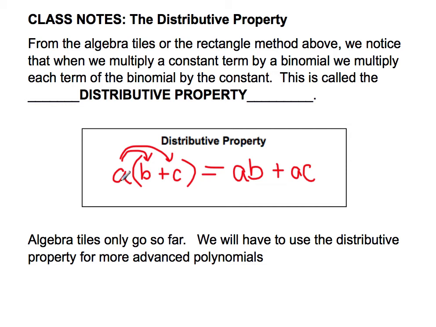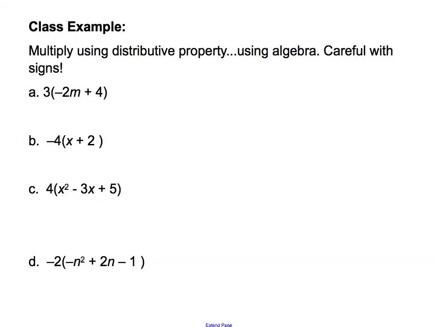So algebra tiles will only take us so far. We don't have a tile that represents every single type of polynomial. So we have to work symbolically in order to do those tougher questions that we don't have tiles for. So we're going to use the distributive property in order to solve for these.